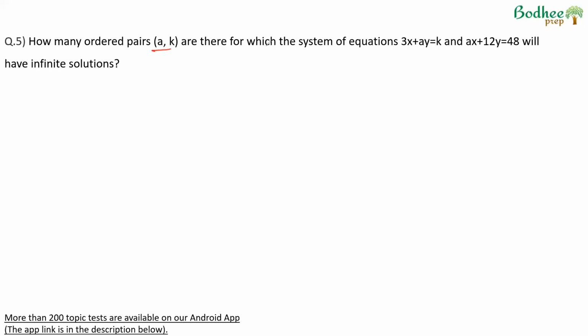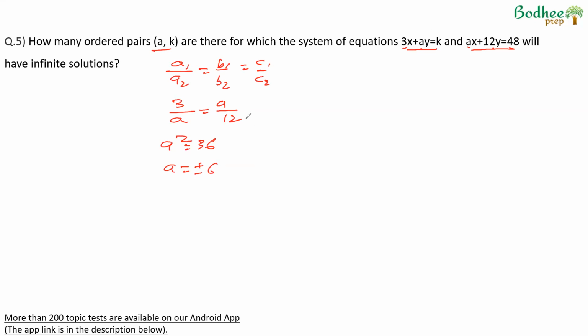How many ordered pairs (a, k) are there for which the system of equations 3x plus ay is equal to k and ax plus 12y is equal to 48 will have infinite solutions? Infinite solutions happen when a1 upon a2 is equal to b1 upon b2 is equal to c1 upon c2. In this case, a1 is 3, a2 is a, b1 is a, b2 is 12. So this gives us a square is equal to 36. A could be plus minus 6. This has to be equal to k upon 48.